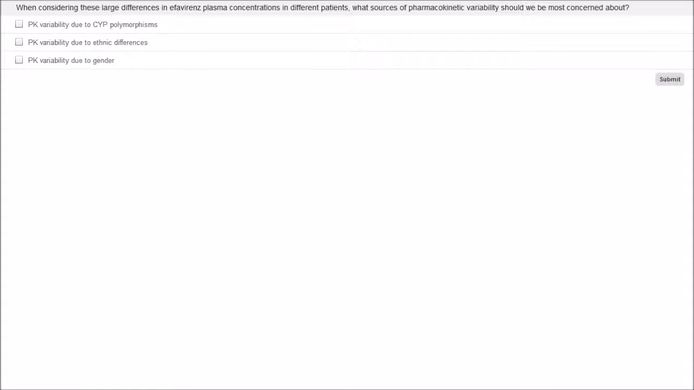So before I go on further with elaborating on the kinds of adverse reactions, I'd like you to give us your ideas of what you would consider to be the most important source of pharmacokinetic variability with this particular drug. So you can tick the box that is most appropriate to you, and we'll have a look at it in a short while.